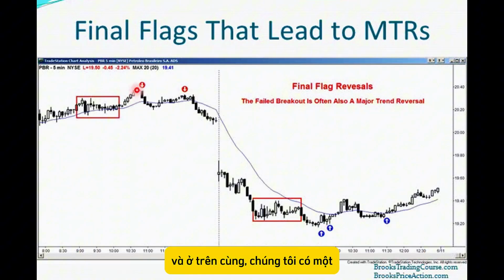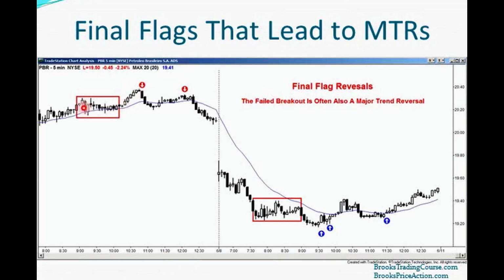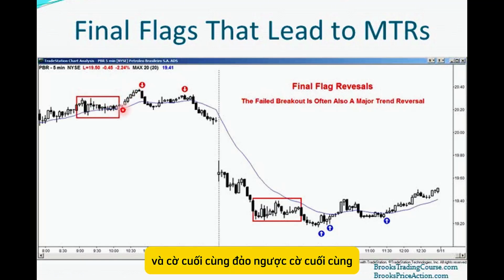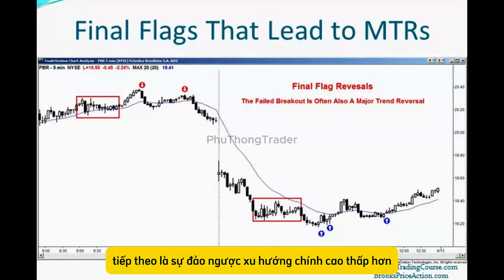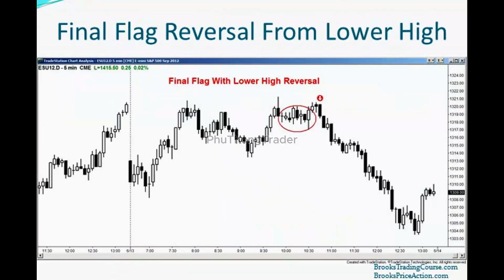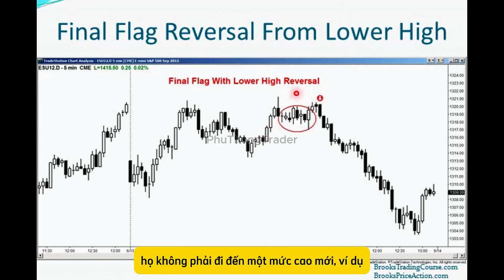And at the top we have a higher high major trend reversal and a final flag reversal. Final flag, a breakout, and it's a higher high major trend reversal, followed by a lower high major trend reversal. Final flags, when they break out, they do not have to go to a new high.